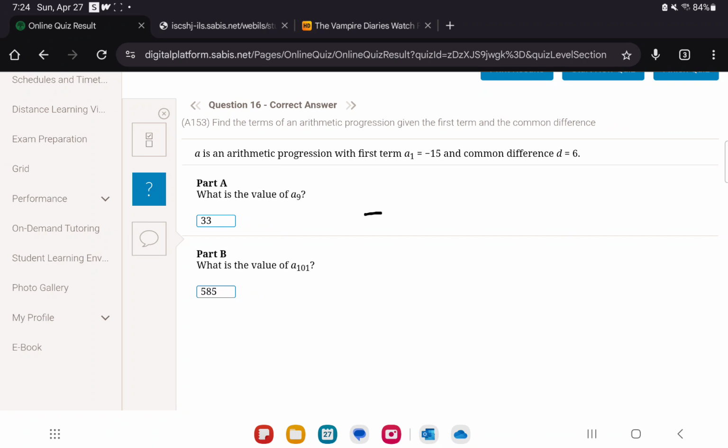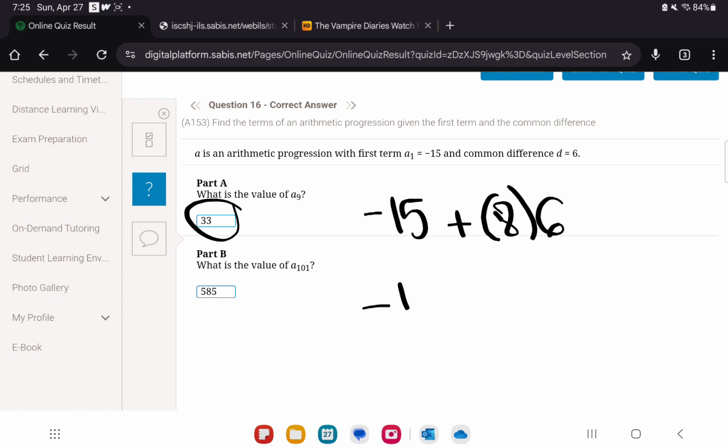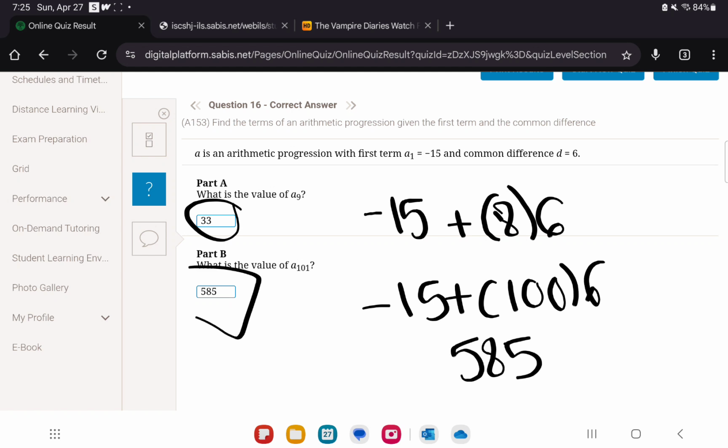So A1 is 15, so this is an arithmetic progression, so you use the arithmetic progression rule. So minus 15 plus n minus 1, so 9 minus 1, which is 8, times the common difference, which is 6, so you get 33. And then the second one, it's A101, so minus 15 plus 101 minus 1 is 100, so 100 times 6, so 585. This is so simple.